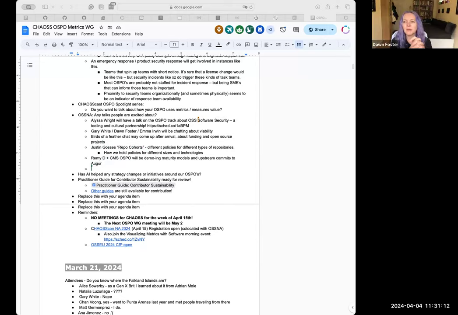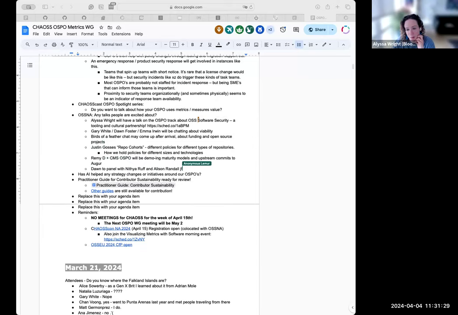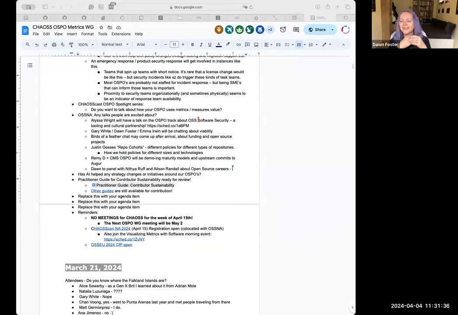Oh, I'll also be on a panel with Nithya and Allison Randall and Ildico about careers in open source, if anybody's interested in that. In which track? That's an excellent question. I don't remember.